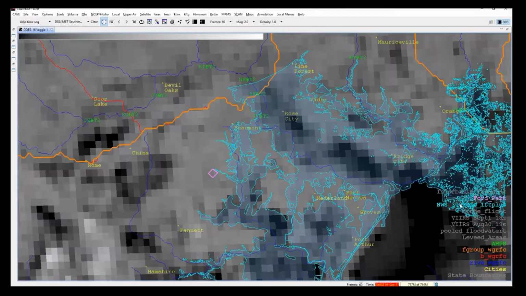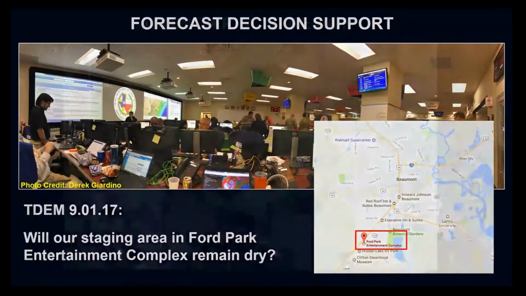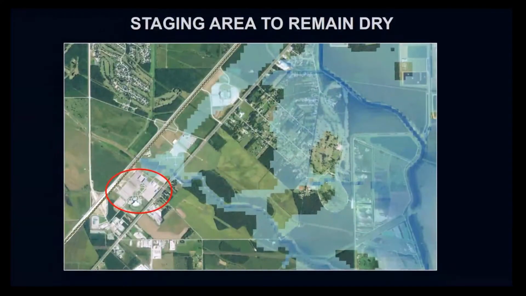This is how GOES served as a method by which we were able to reasonably ground truth the maps during the event and help this partner understand whether the staging area that they had set up was going to be impacted or not. So yeah, here's a photo of the staging area.